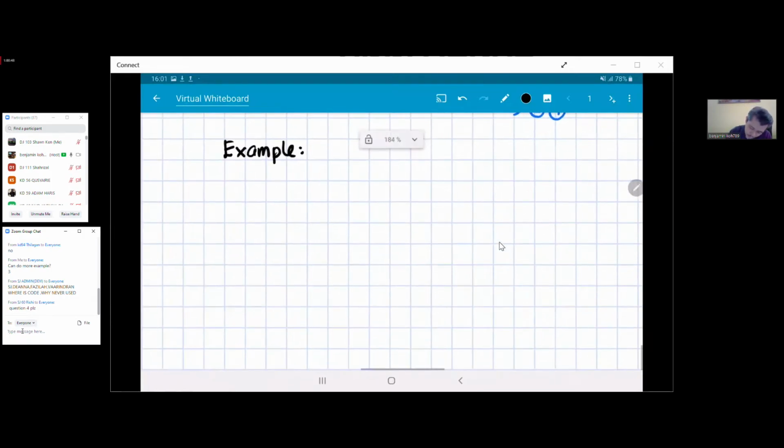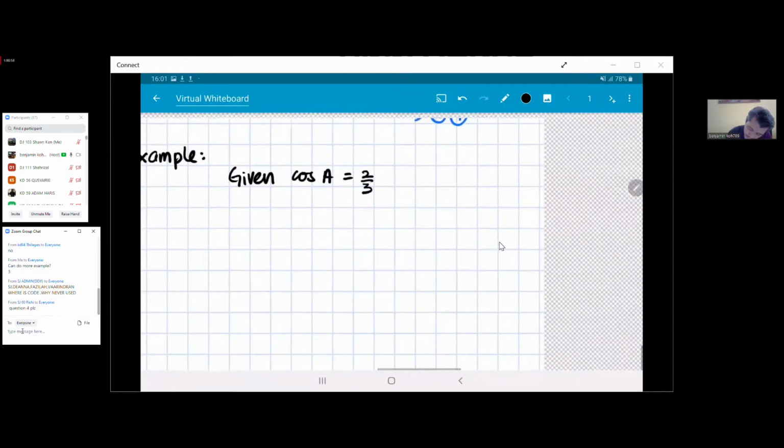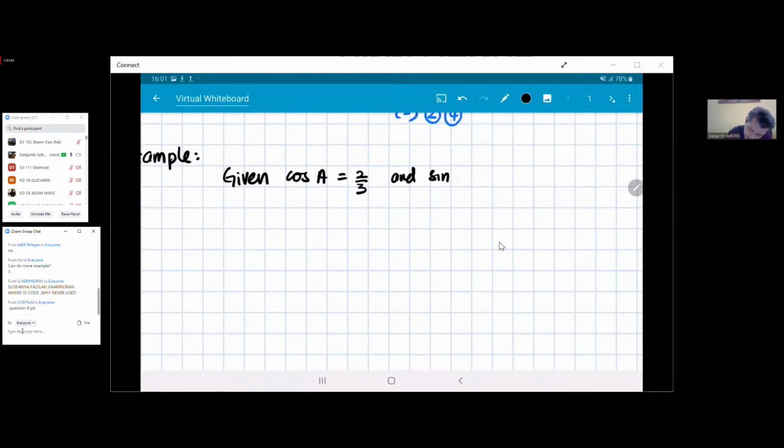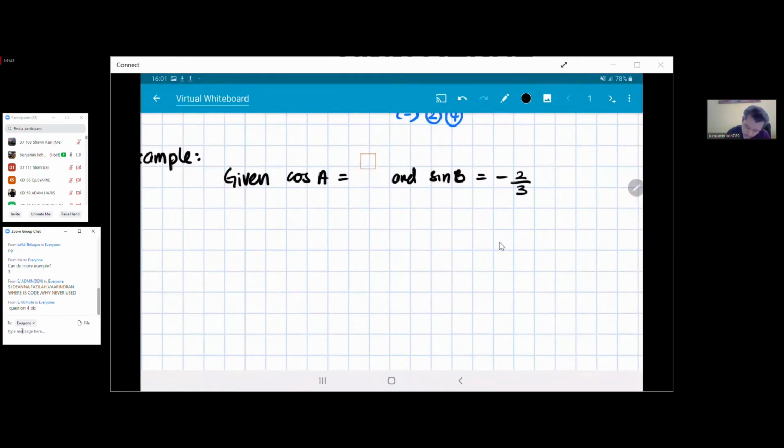Let's say you are given that cos A equal to 2/3 and sin B equal to -2/3. Okay? Maksudnya diberi cos A sama dengan 2/3 dan sin B sama dengan -2/3. Okay? All right. Then they say, okay, I'll tell you what. Maybe I won't use this because it can be a little bit confusing, because it's the same number. I don't want to confuse.